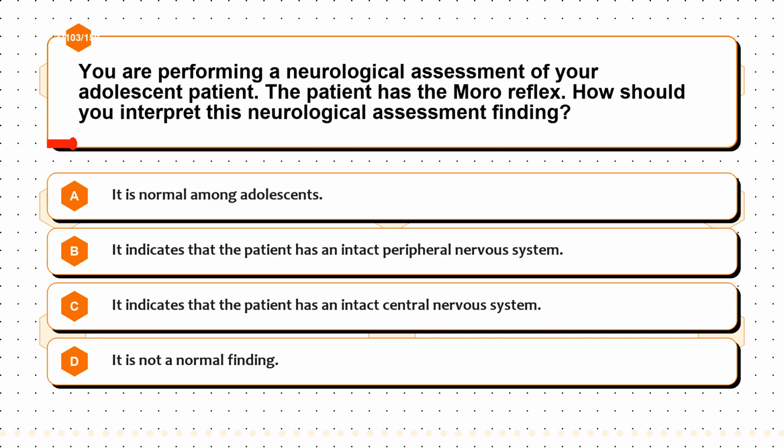Question 103. You are performing a neurological assessment of your adolescent patient. The patient has the Moro reflex. How should you interpret this neurological assessment finding? Here are the options. Option A, it is normal among adolescents. Option B, it indicates that the patient has an intact peripheral nervous system. Option C, it indicates that the patient has an intact central nervous system. Option D, it is not a normal finding.